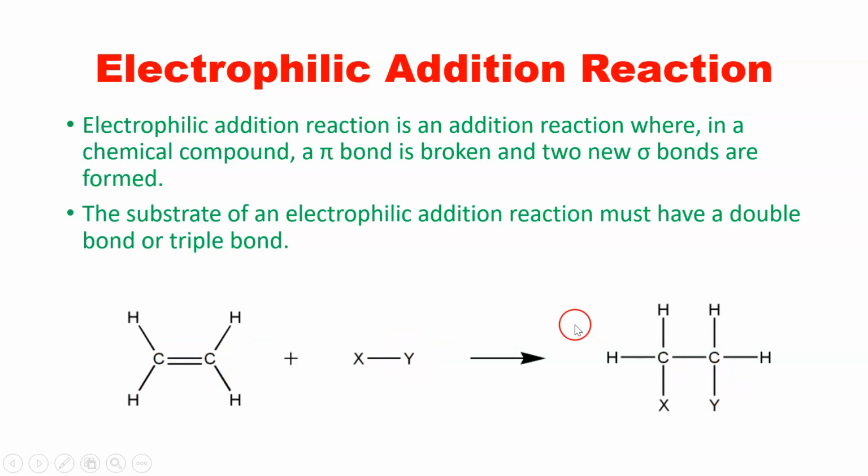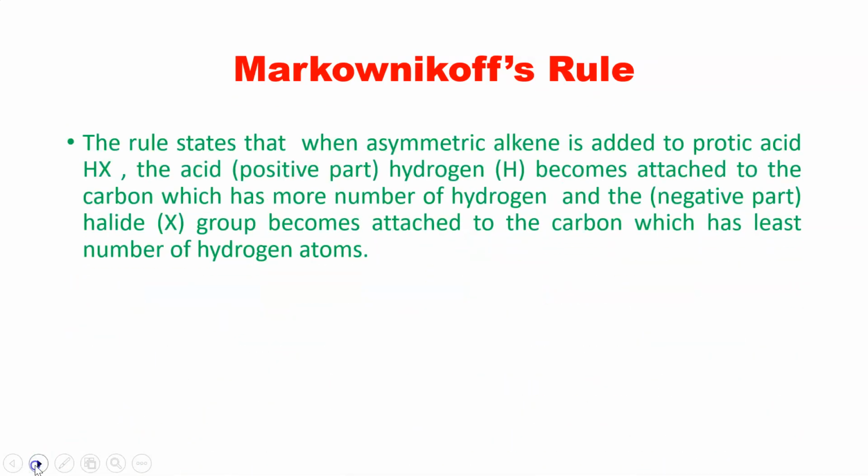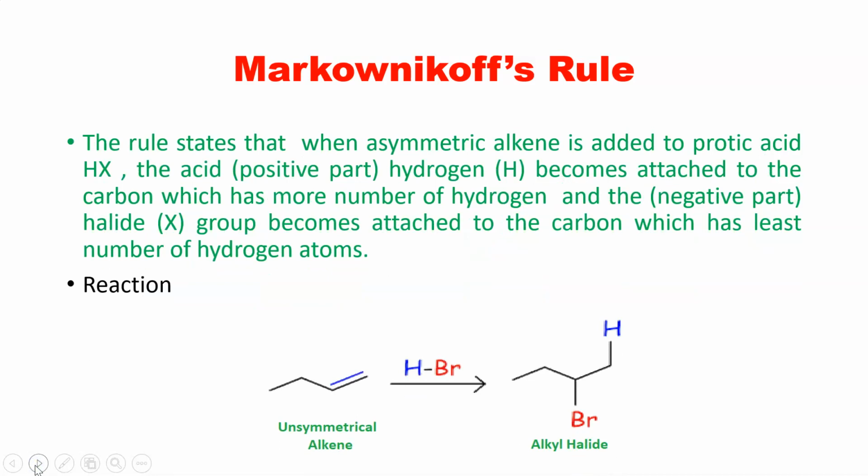Why is it called an electrophilic addition reaction? Because two species are added, a nucleophile as well as an electrophile, but at the first instant the electrophile is added, so that is why it is said to be an electrophilic addition reaction. Now we'll see Markovnikov rule, and simultaneously we will see the reaction.